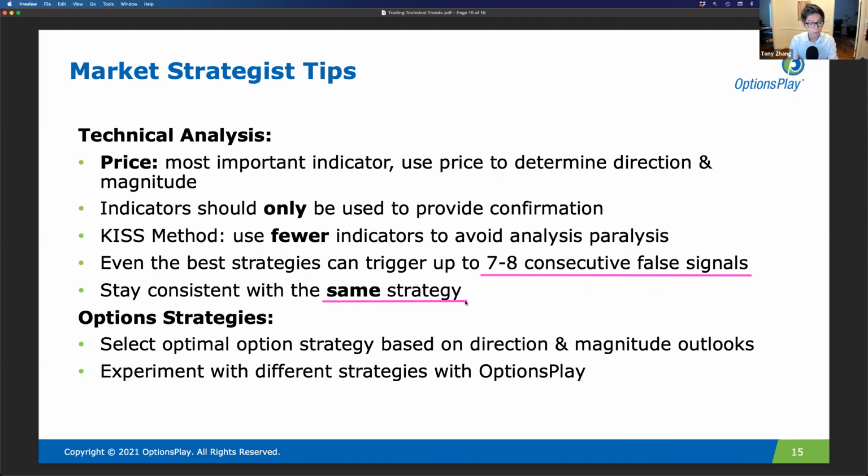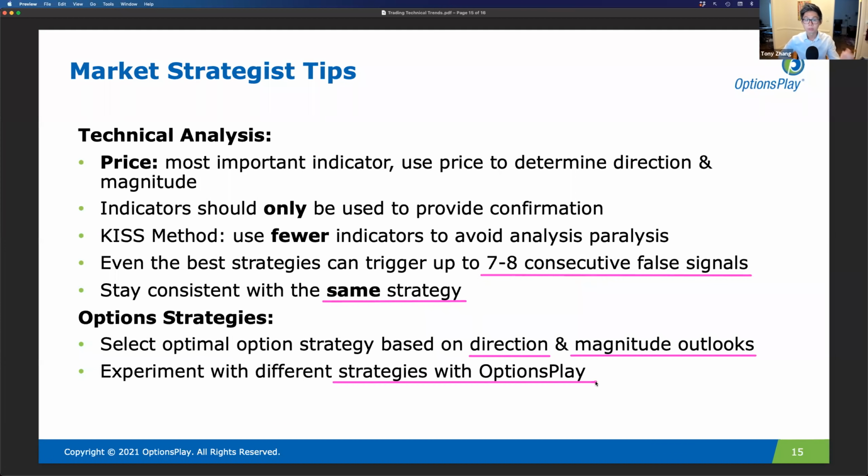So lastly, when it comes to option strategies, make sure you ask yourself, for the signal that I'm getting from technical analysis, do I have a clear sense for direction, and do I have a clear sense for magnitude? Depending on the answer to those 2 questions, you want to select the optimal option strategy off the back of it. And I always encourage investors to experiment with OptionsPlay. You have paper trading capabilities on your OptionsPlay tool that allow you to test debit spreads, credit spreads, calls and puts next to each other.